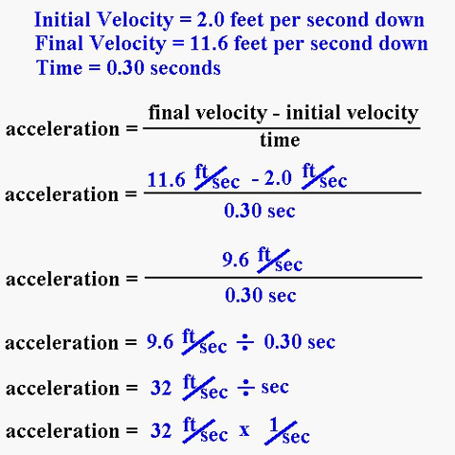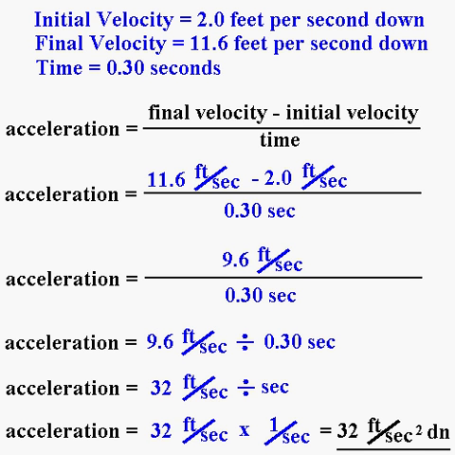That's easy to evaluate. Feet times 1 is just feet. Seconds times seconds is just seconds squared. So 32 feet per second times 1 over seconds is 32 feet per second squared. Now we're talking acceleration here, so we have to include a direction. The ball is falling down, so the acceleration is 32 feet per second squared down.